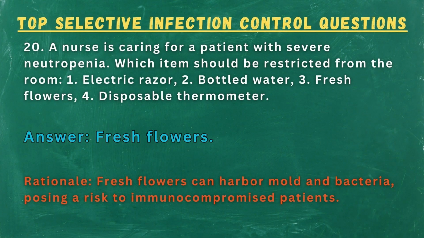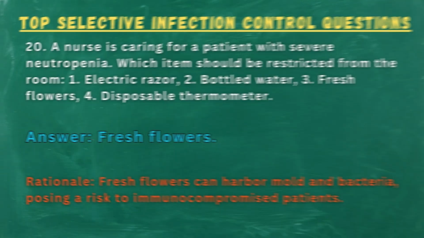20. A nurse is caring for a patient with severe neutropenia. Which items should be restricted from the room? 1. Electric razor. 2. Bottled water. 3. Fresh flowers. 4. Disposable thermometer. Answer: fresh flowers. Rationale: fresh flowers can harbor mold and bacteria, posing a risk to immunocompromised patients.